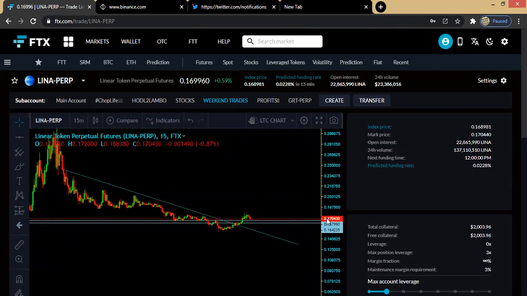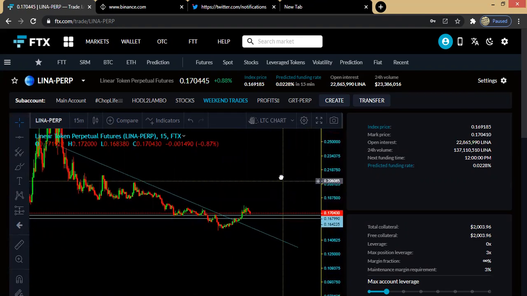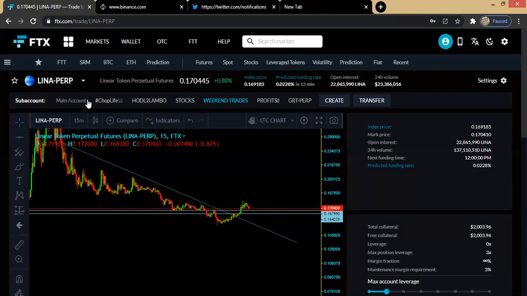All right, so in a situation whereby we decide to take this trade, I will be using a live account for that. These are my various sub accounts on FTX Exchange. I have my Chop Life account.